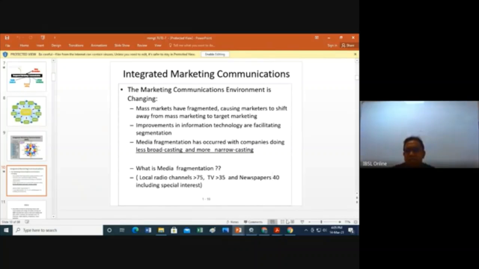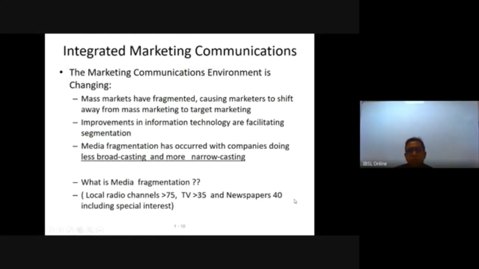More than 40 channels. That is why it's called media stripe. So when you want to advertise, you don't know in which channel, which radio channel you are going to use, which TV channel you want to use. Unless you have a very good idea about what channel you have to use, you'll be wasting money. So that is what is called media fragmentation.